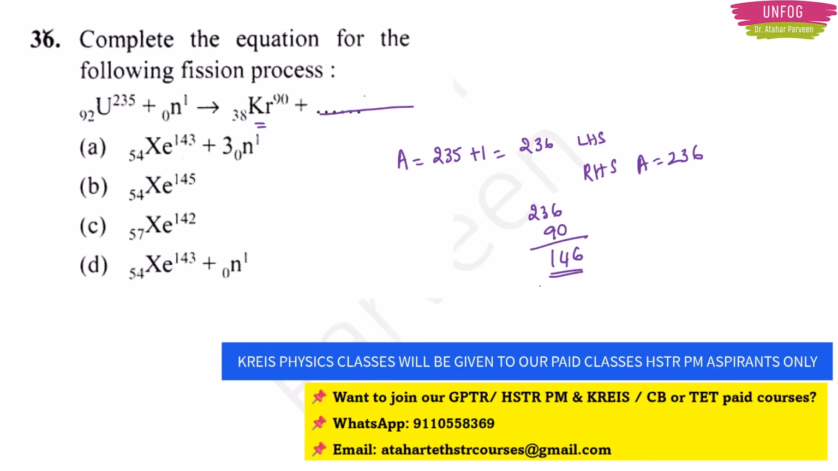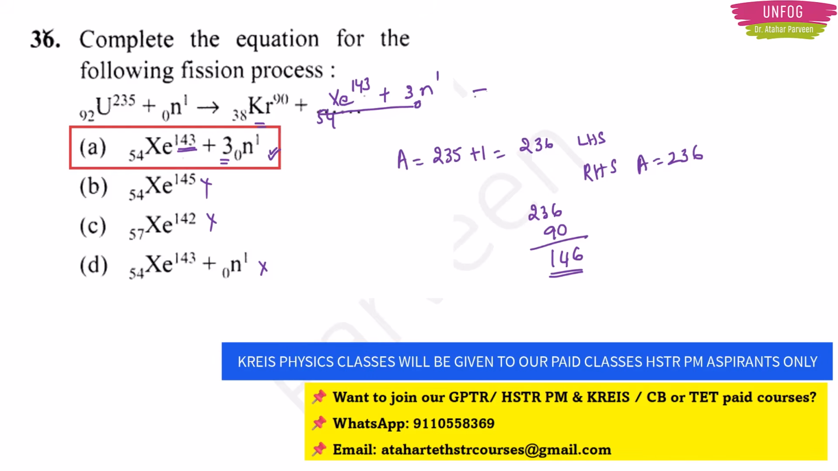Where is 146 in the four options? It's not there anywhere. But here, I cannot say that it is not there because 143, if I add 3, I will get 146. Right. So, as simple as that, option A will be the correct answer here because there will be xenon 143, 54, plus neutron and 3 neutrons will be there.